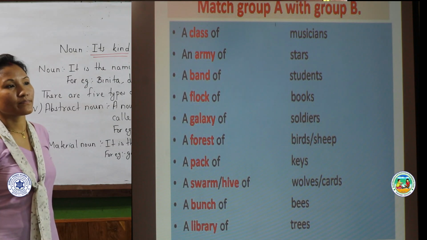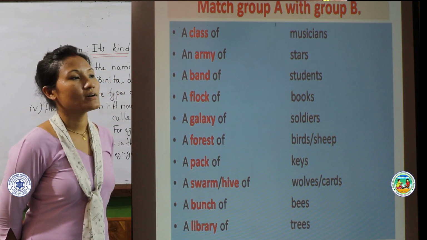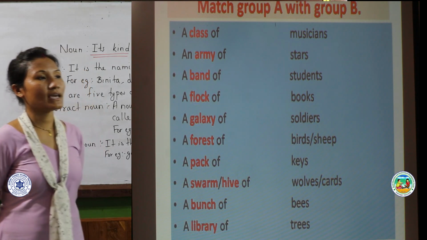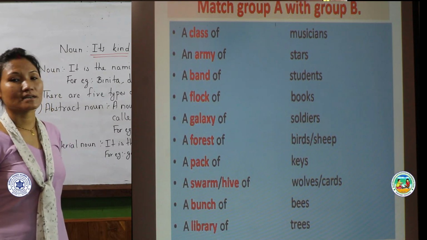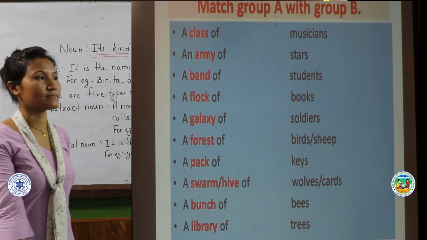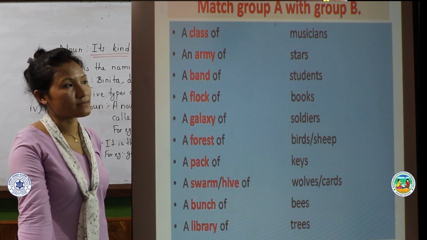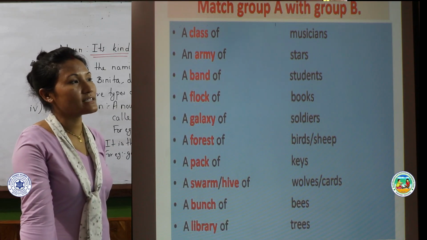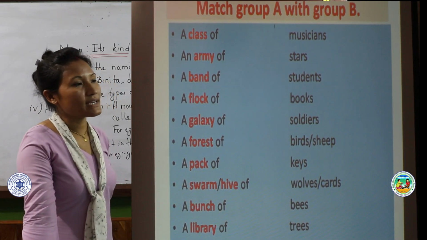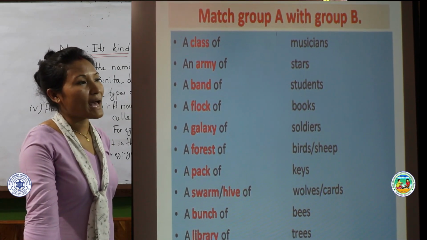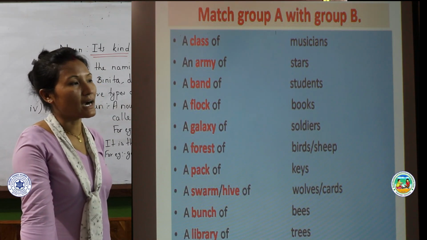A flock of birds or sheep. Before, when we read about collective nouns, we wrote only a flock of sheep. But a group of birds is also called a flock. Likewise, a galaxy. You might have heard this term, galaxy, in science. It is related to stars. A galaxy of stars, a group of stars is called a galaxy. Likewise, a forest of, obviously, the answer is trees. A pack of wolves or cards.